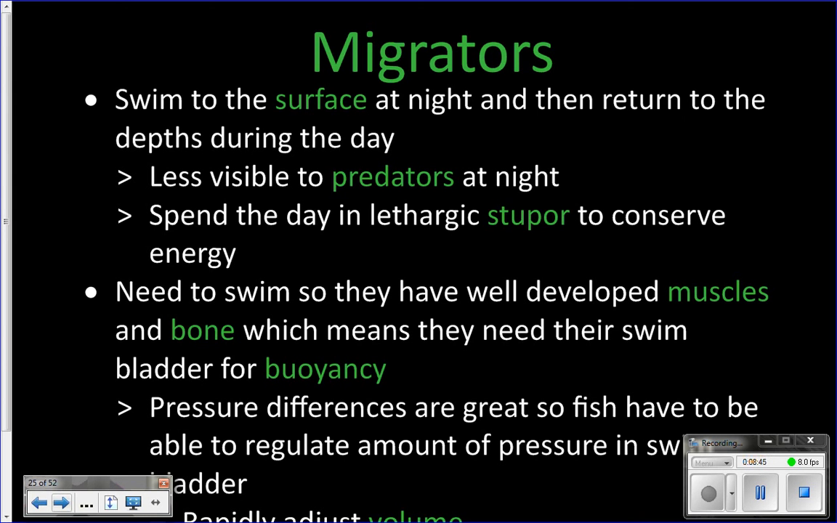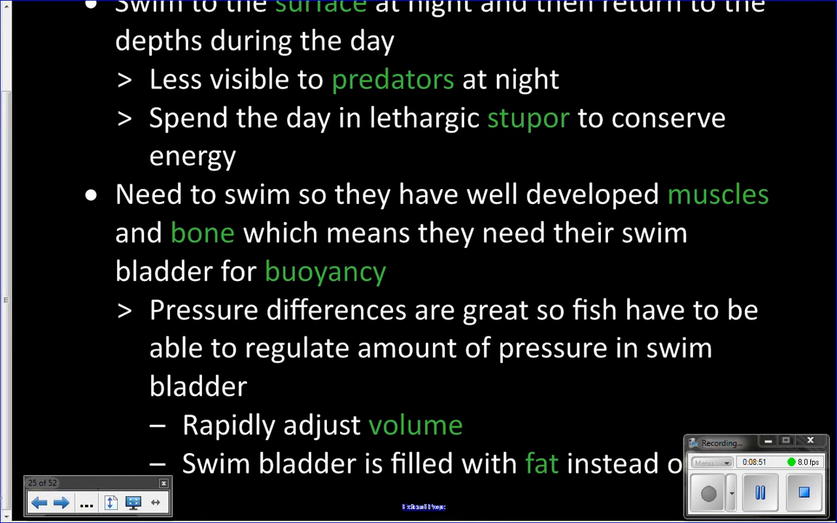Because these guys are swimming, they are going to need well-developed muscles, so they will be much more muscular. They also will then need bones for those muscles to pull on, so they will have stronger, well-developed bones. Because they do have bones and well-developed muscles, they are going to need a swim bladder to offset that weight. And so they will have a swim bladder, but they're swimming from down here in the mesopelagic zone up to the surface. And that's going to be a huge pressure difference for them.